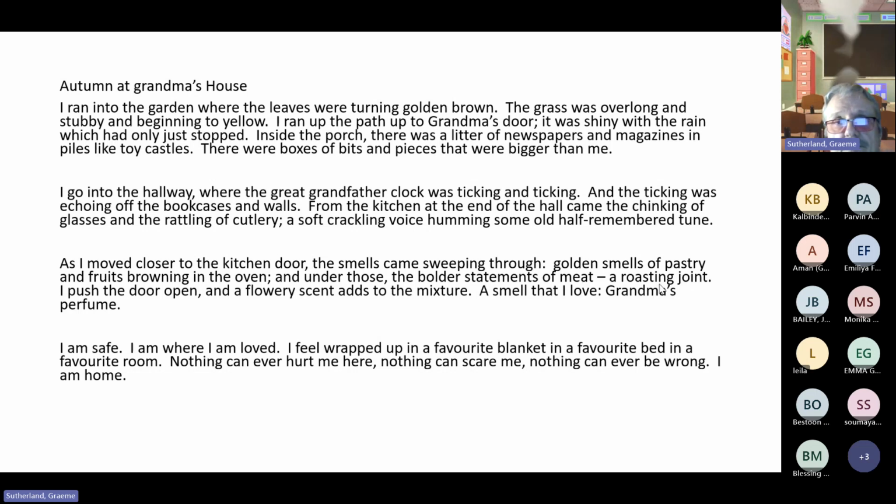Well, here we go. I ran into the garden where the leaves were turning golden brown. The grass was overlong and stubby and beginning to yellow. I ran up the path to Grandma's door. It was shiny with the rain and so on.